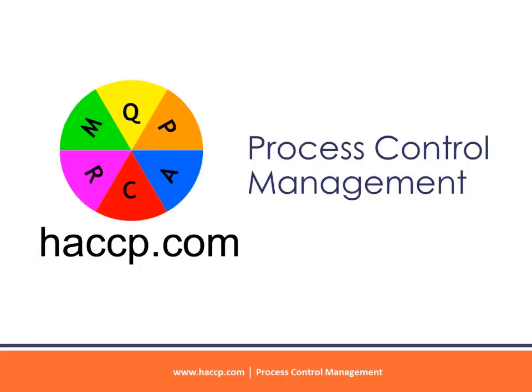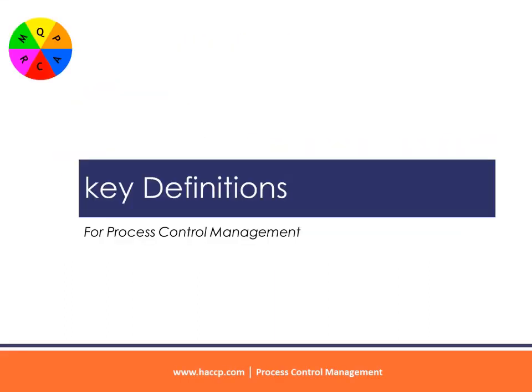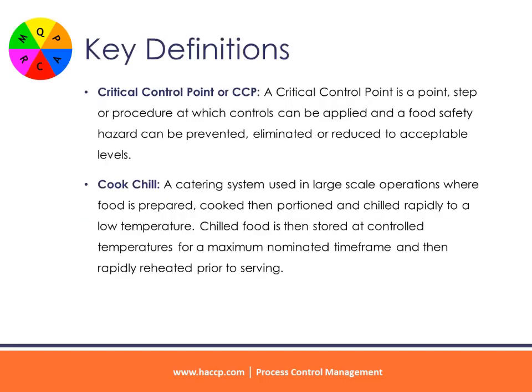Process Control Management. Key definitions for Process Control Management. Critical Control Point or CCP. A critical control point is a point, step or procedure at which controls can be applied and a food safety hazard can be prevented, eliminated or reduced to acceptable levels.